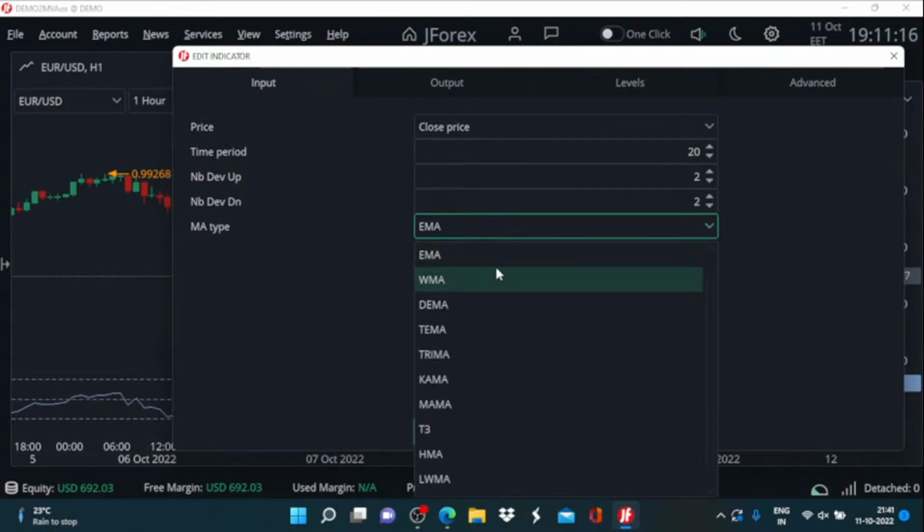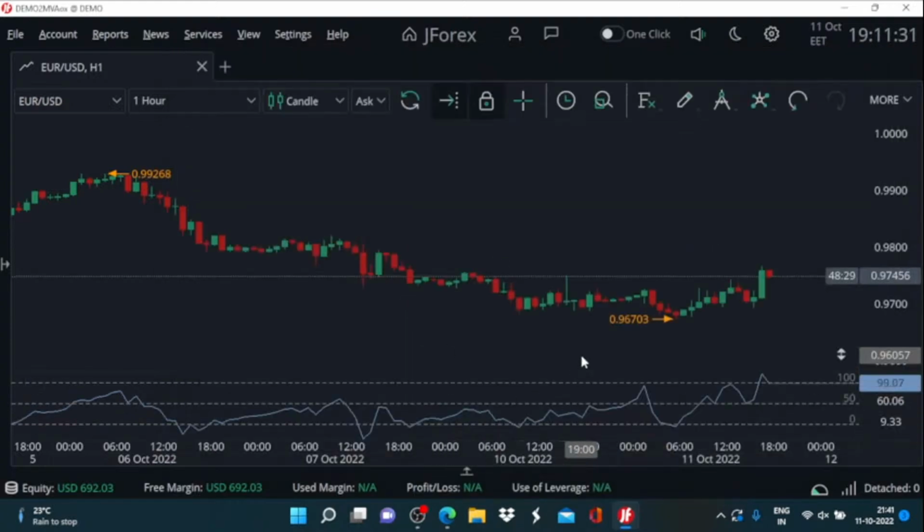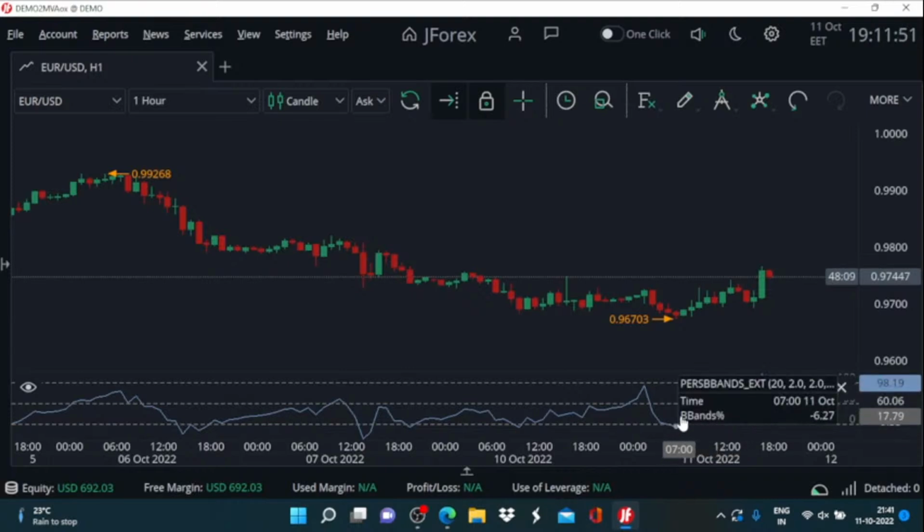Another major thing is the type of moving average we can choose for finding the Bollinger Band's output value. We can go for all these different types of moving averages, the SMA, the EMA, the WMA. All the moving averages which we have already seen in earlier sessions one by one can be utilized to define this indicator, and this is one important distinction between the percent Bollinger Band extended indicator and the simple percent Bollinger Band indicator.